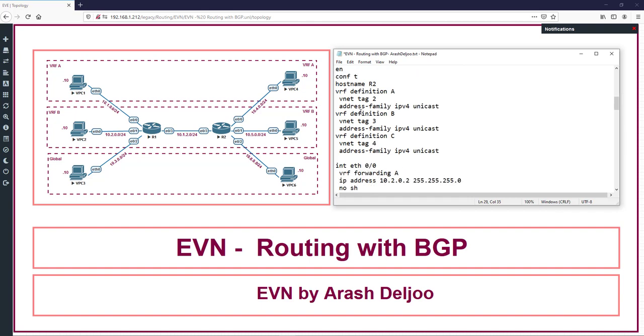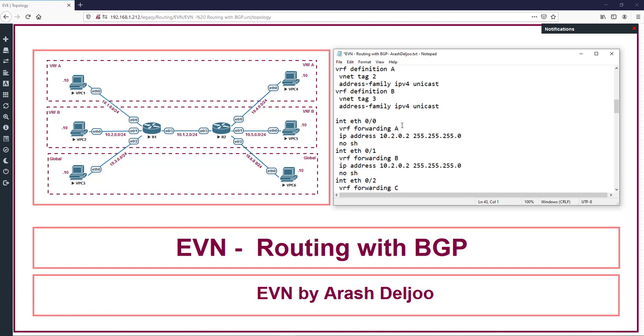In Router 2 again, the host name is Router 2. The VRF definitions A and B are valid, and VNet tag is 2 for VRF definition A, and VNet tag is 3 for VRF definition B, and address family IPv4 unicast is enabled for both VRFs. Then we should remove VRF definition C. Here we have only two VRFs. Interface ETH0/0 is a member of VRF A, and interface ETH0/1 is a member of VRF B. Also, the IP address of ETH0/0 is 10.4.0.2, as you can see in the picture, and the IP address of the VRF B interface is 10.5.0.2.